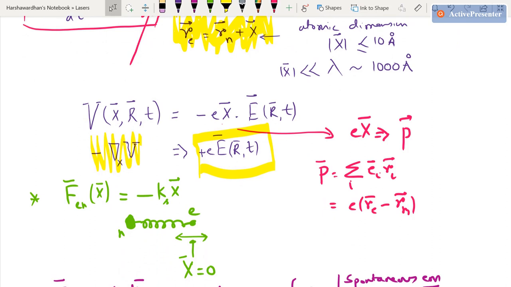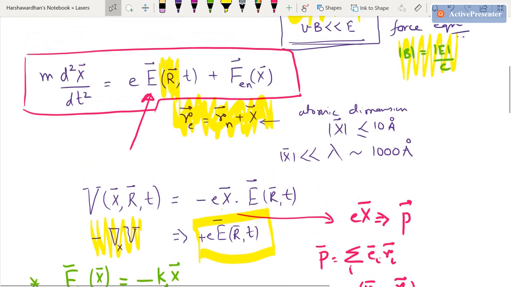So just to note on the dipole moment, e times X is the dipole moment. If you recall the definition of the dipole moment, it is simply summed over all possible charges, their charge and the location. So hence it is given as e times Re minus Rn, which precisely is the dipole moment associated with the atom.